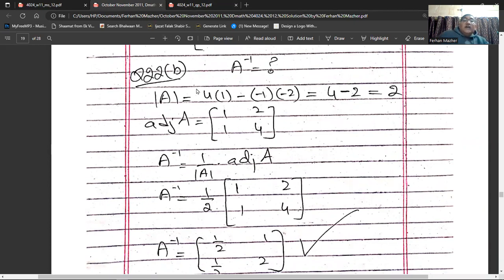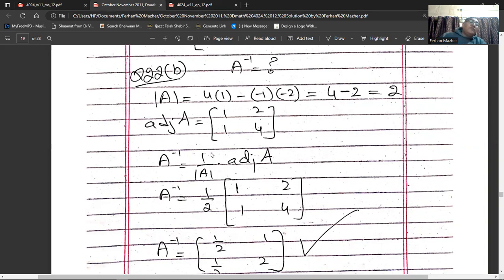So the determinant of A will be 4 into 1 minus 1 into minus 2. That will be 4 minus 2, and that will be 2. For the adjoint, you change the position along this diagonal, and you change the sign along this diagonal. So it will be 1, 2, 1, 4.